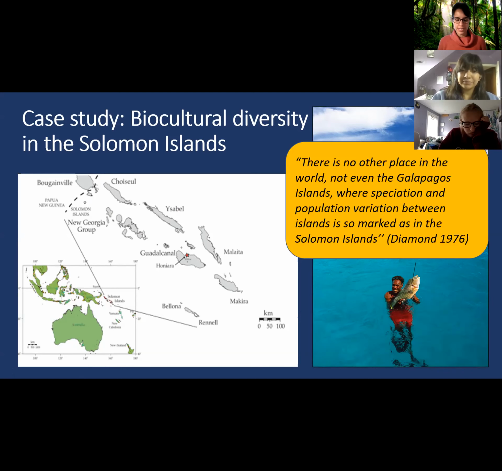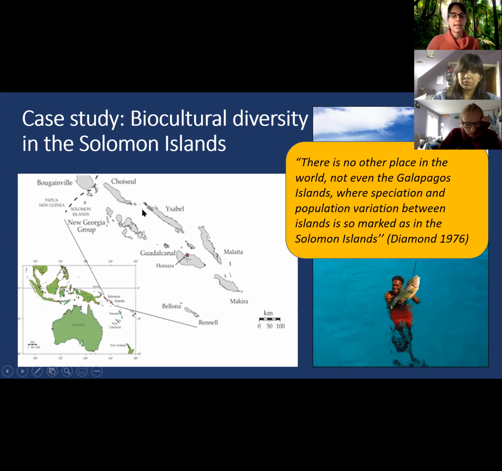And this quote is from Jared Diamond from 1976. Jared Diamond, if you haven't heard of him, is a famous biologist and also social scientist. He's a real polyglot, and he wrote those books like Collapse and Guns, Germs, and Steel, if you've heard of those. He did a lot of his PhD work studying species distributions in this region of the world. And he said there's no other place in the world, not even the Galapagos Islands, where speciation and population variation between the islands is so marked as in the Solomon Islands.